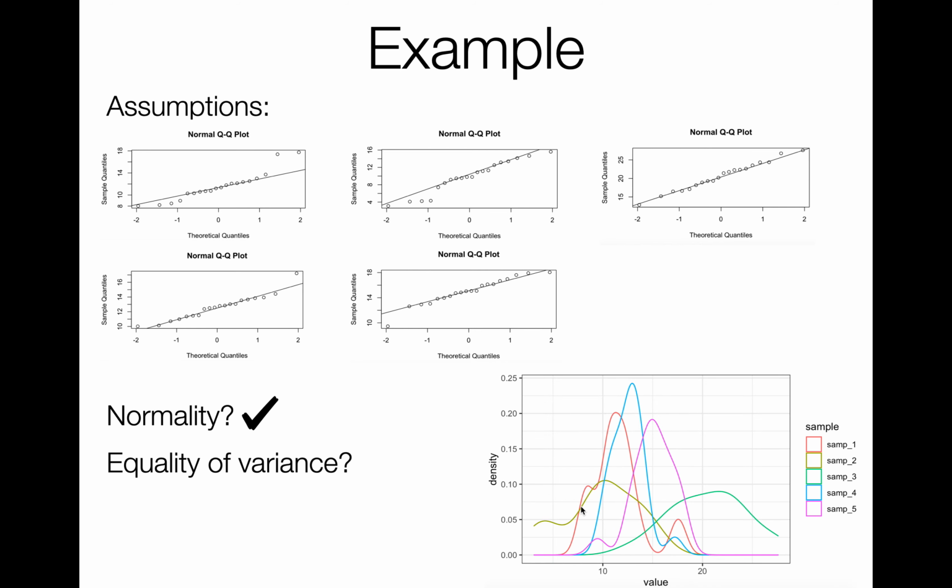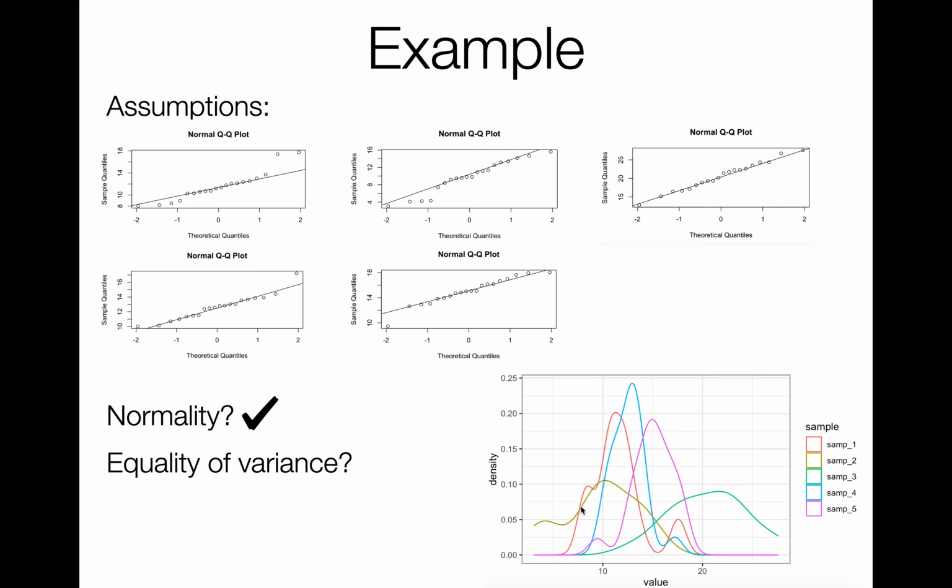I'm going to give you here, just for kicks, a density plot of each of the samples. For this you can get a very rough idea if equality of variance is an assumption that we should think about, whether it is violated or not. And so you'll see this again.